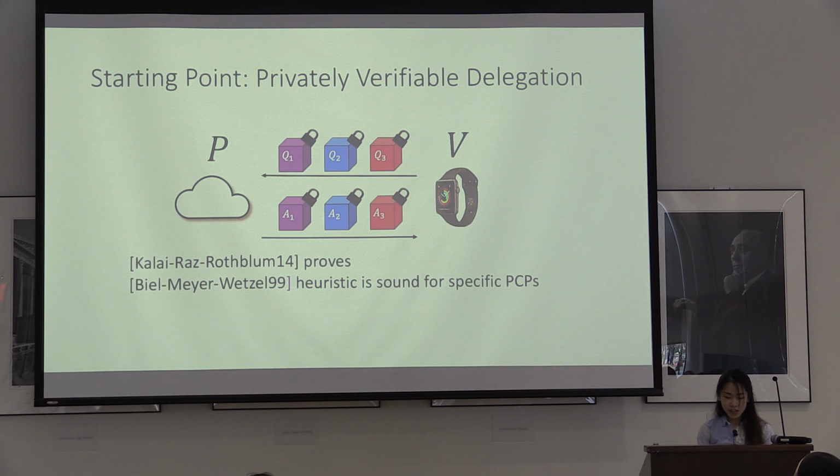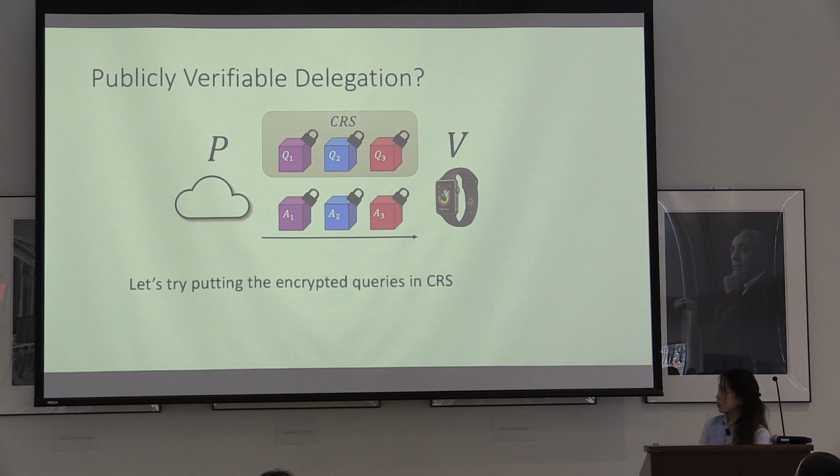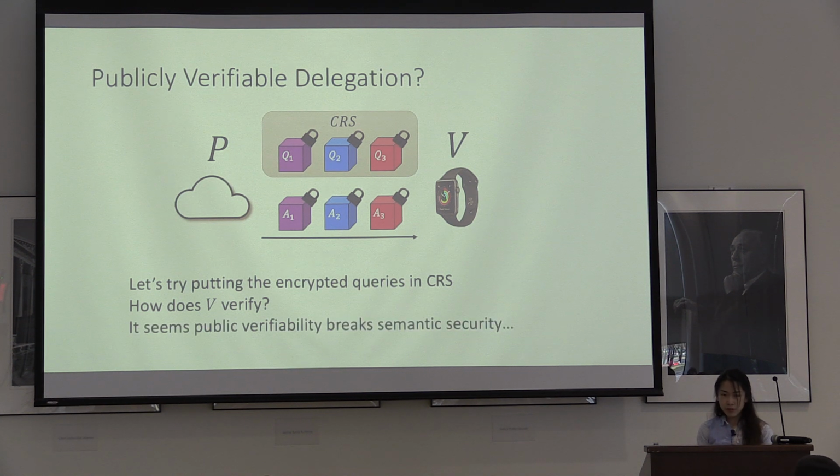So the first thing that you would try to achieve public verifiability is you would just say, well, why don't I just put the encrypted queries in the CRS? And now the prover can still compute the answers under the encryption, but how does the verifier verify without the secret key that you needed to decrypt, right? And if you think about it a little more, you would first think that public verifiability would break semantic security of the encryption scheme that you're using. So let's think about an attack here.